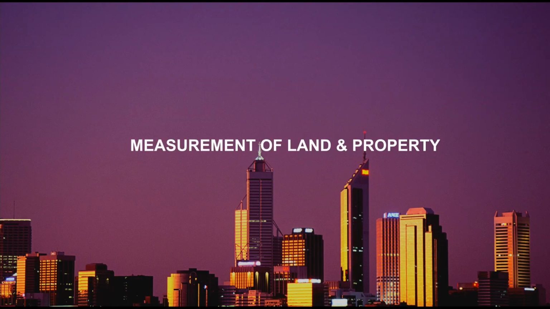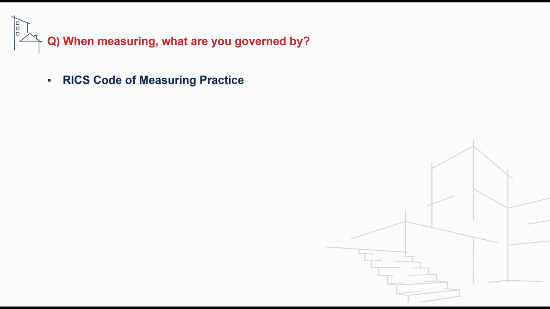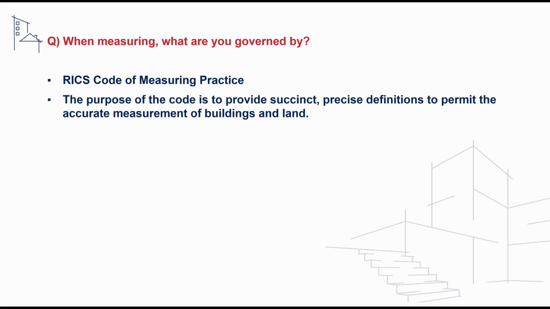We'll now take a look at some questions focusing on the measurement of land and property competency. The first question we'll take a look at under this competency is when measuring, what factors are you governed by? And to address this question, first of all, we can reference that we are governed by the RICS Code of Measuring Practice, and we could also say that the purpose of the code is to provide succinct, precise definitions to permit the accurate measurement of buildings and land.